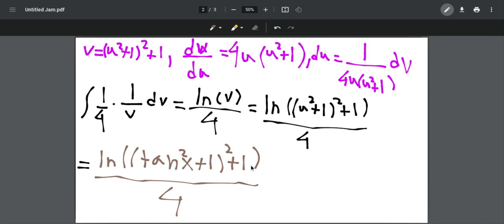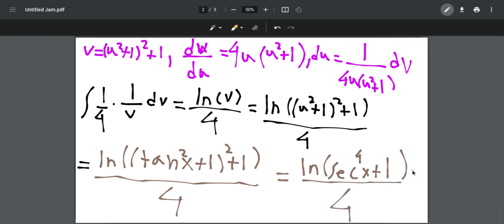So we can also simplify this expression to be natural log of secant to the power of 4 of x, and then plus 1, all over 4, and then a plus c at the end.